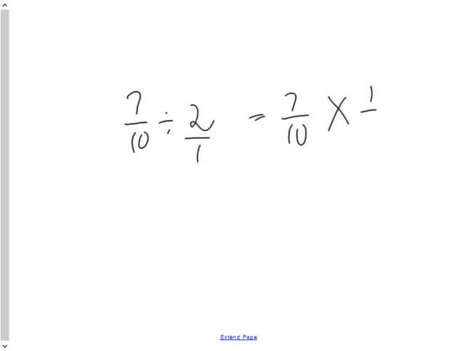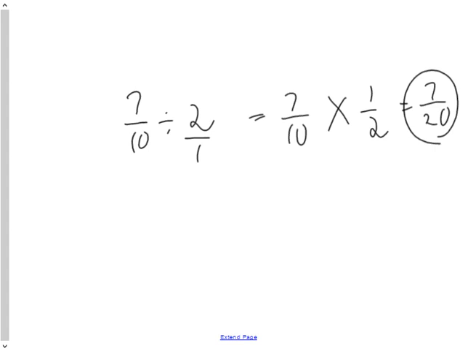Question 8 is 7/10 divided by 2. And we said the easiest way to divide is to keep your first one, change it to multiplication, and use the reciprocal of 2. The reciprocal of 2 is a half. It's not 2, it's a half. You have to flip it upside down. And then we would have 7 times 1 is 7, 10 times 2 is 20. The answer to that question, 7/10 divided in half, would be 7/20.